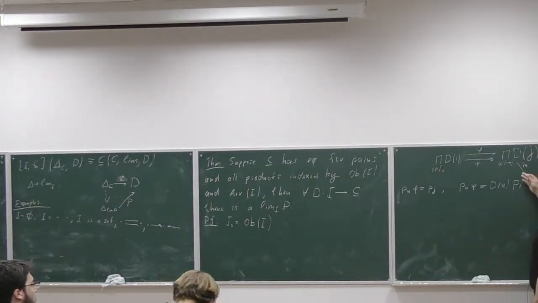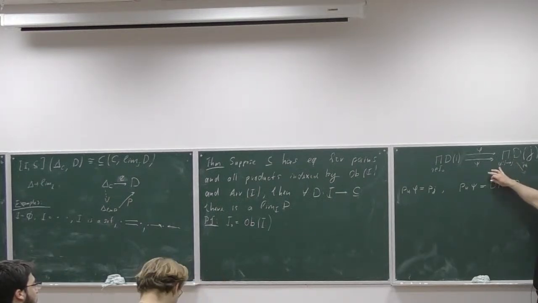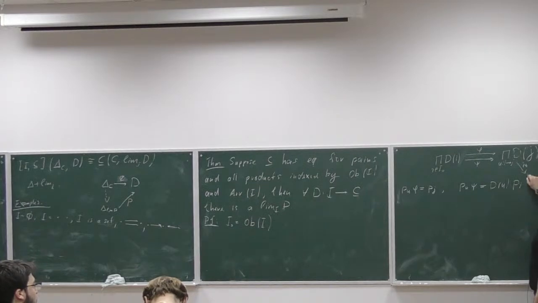Well, let me say it like this. For a product, I have projection pu, right? For any index in this set, I have a projection. So this projection will be to the corresponding object parameterized by this u. The corresponding object is d of j. So the projection will be to the d of j. Right? So this is pu.